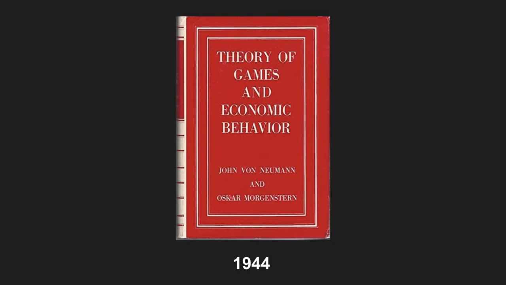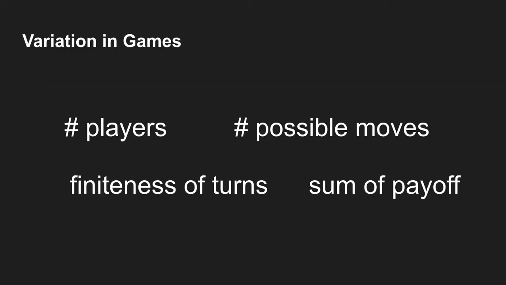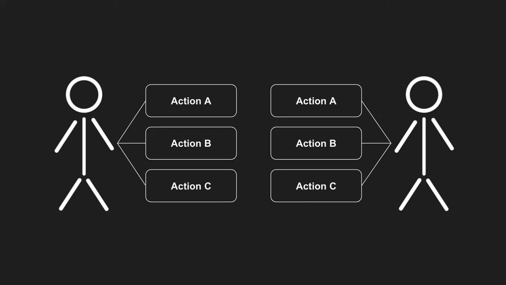This is a 700-page text published in 1944 by John von Neumann and economist Oscar Morgenstern. And while they consider many of the variations of games and scenarios that might affect decision-making, in terms of the number of players, the finiteness of the number of turns, the number of possible moves, and the sum of the payoff, as well as other factors, they distill their argument into a very simple model. One player engages in a game against another player with a finite number of alternating turns and a zero-sum payoff.